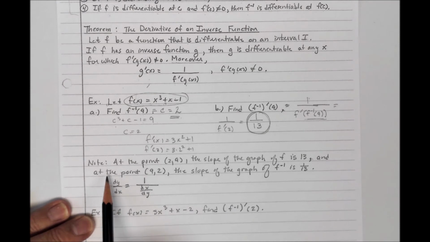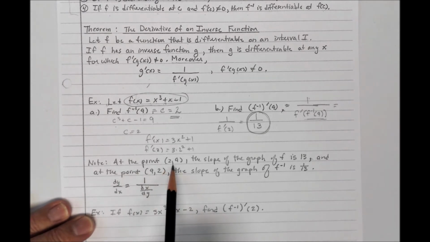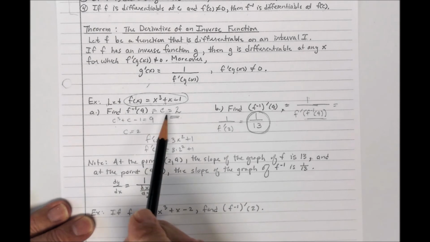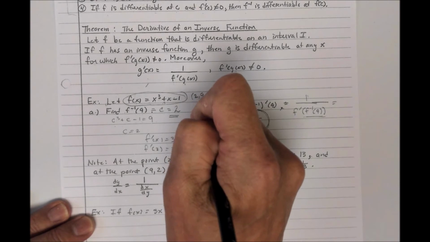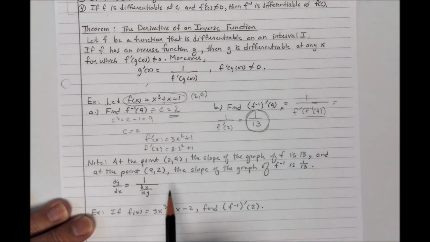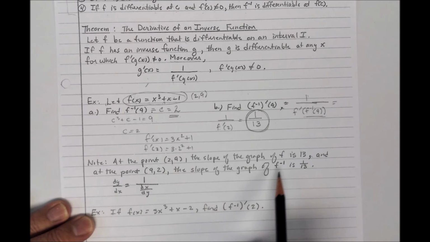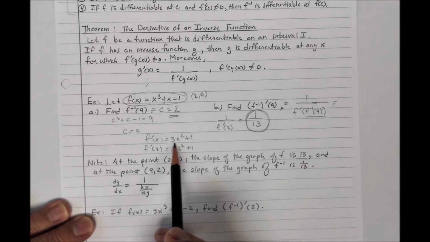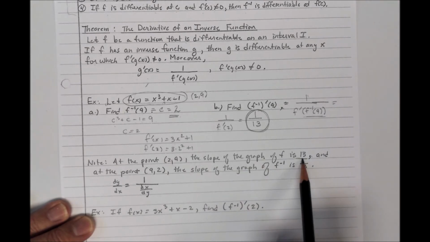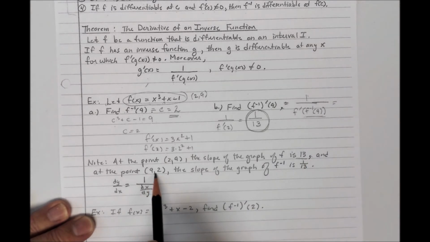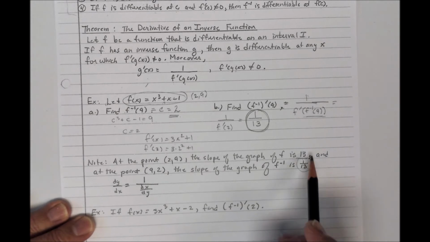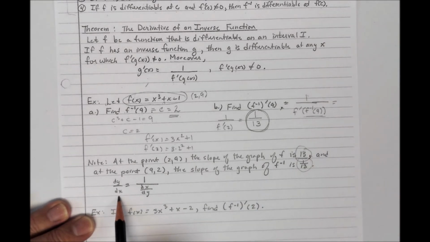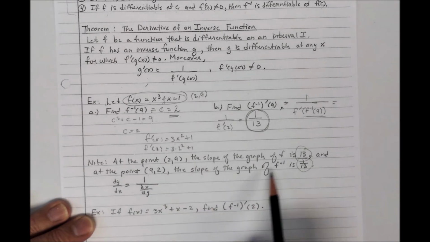Now, there's a note here that I've written down. It says, at the point 2, 9, now remember, the x value was 2, that makes it equal to 9, at the point 2, 9, f prime of 2, the slope of the graph, the derivative, was equal to 13. But on the inverse function at 9, 2, the slope of the graph of the inverse is 1 over 13. Notice reciprocals. So dy/dx is equal to 1 over dx/dy, is the way we would write it, because you've interchanged the variables and you're taking the derivative.